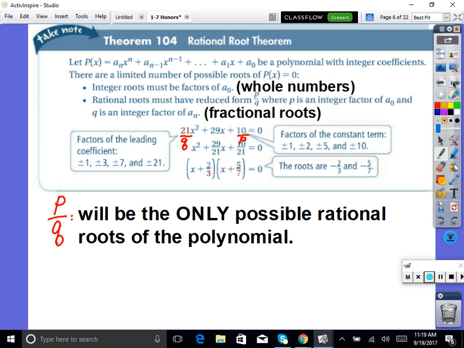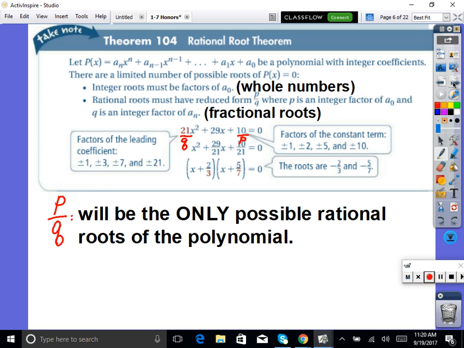Now what happens is, any of our solutions, if they can be written as a fraction or as a whole number, will be some p divided by q. So you take all of your p's, divide them by all of your q's, and you list out all the possible solutions of the polynomial. So now we have a bunch of possibilities. Does that make kind of sense?